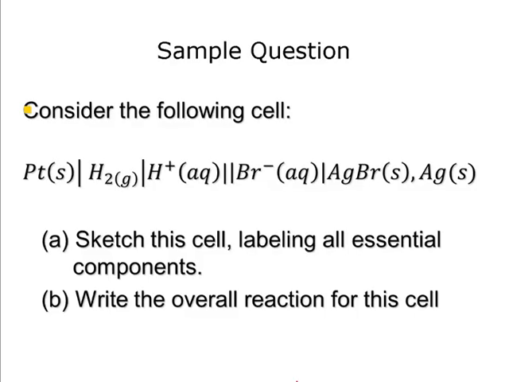Sample question. Consider the following cell, right? You have this cell here. Now the question says sketch this cell labeling all essential components, then write the overall reaction for this cell. So you know this is where oxidation is taking place, and this is where reduction is taking place. So now every solid will be on an electrode. That's an easy way to see it: a solid will be on the electrode.